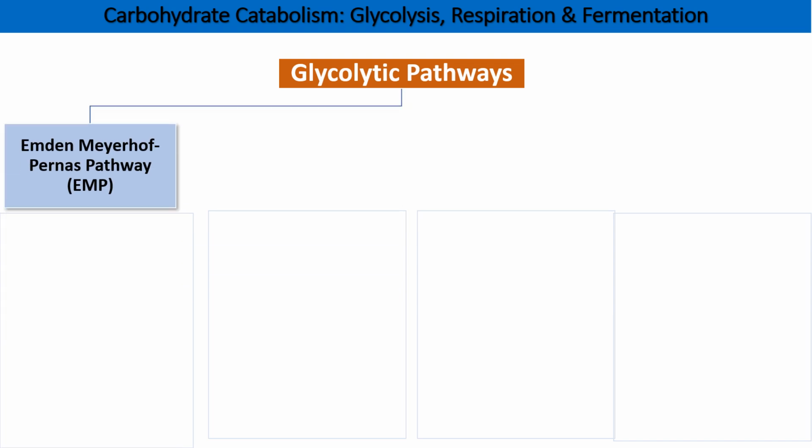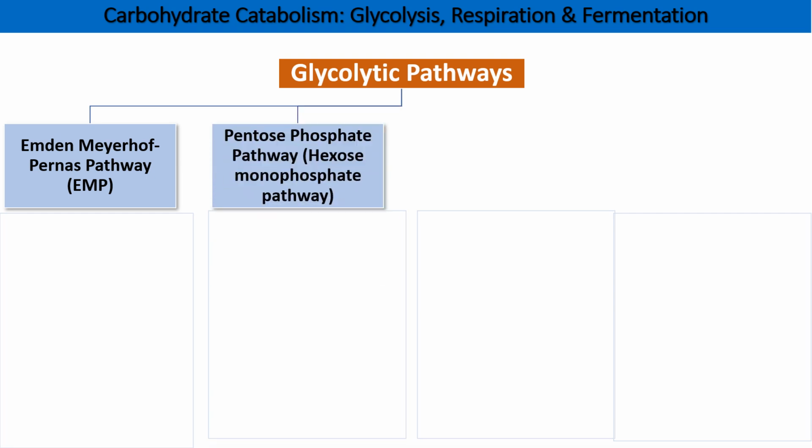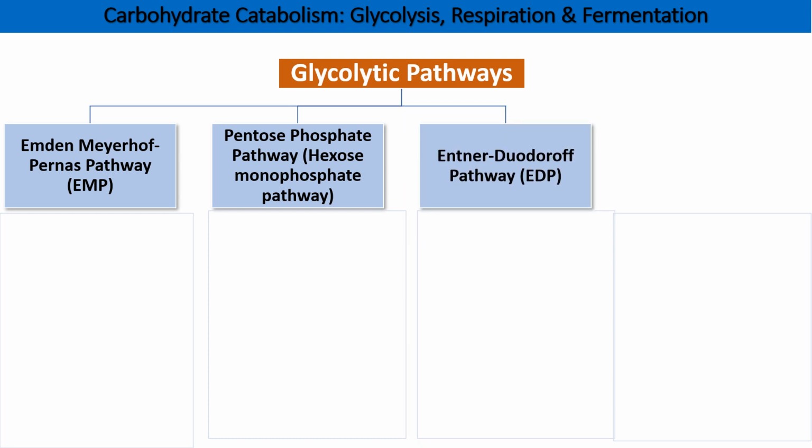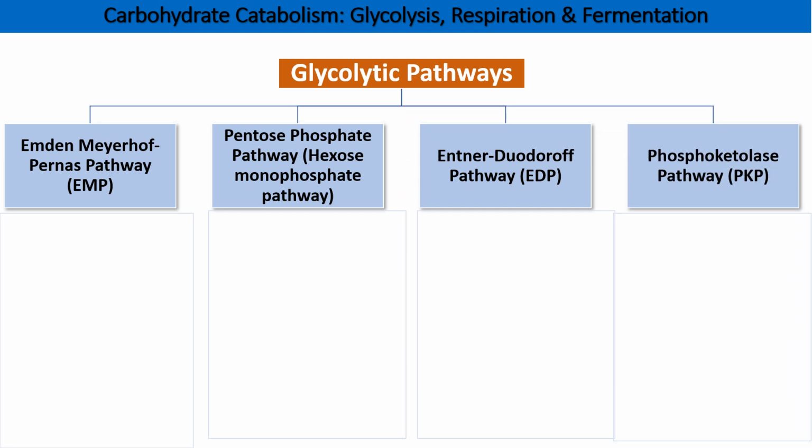Now, there are generally 4 different types of glycolytic pathways. We have the primary glycolytic pathway, which is called the Embden-Meyerhof-Parnas pathway. And then we have the pentose phosphate pathway or hexose monophosphate pathway. Another alternative glycolytic pathway is the Entner-Doudoroff pathway. And the last is the phosphoketolase pathway. Now, these are the pathways in which glucose is broken down to release energy.